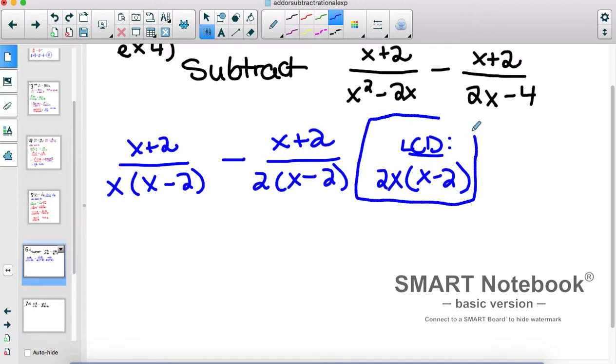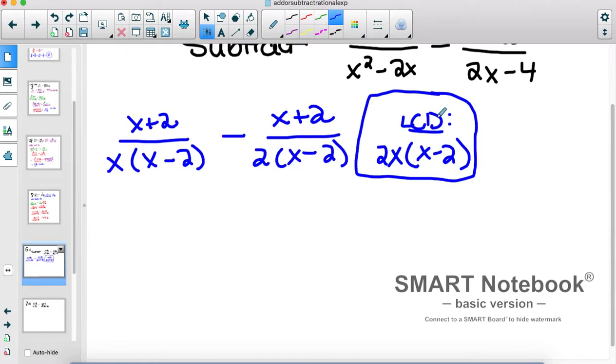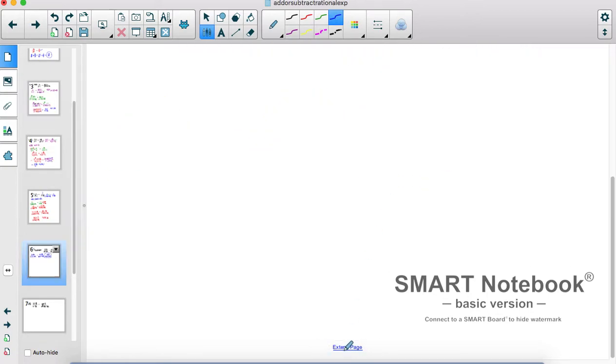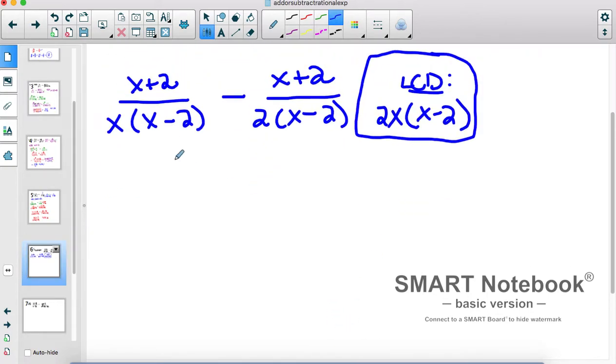is right here. Okay, so now this is interesting because we need to actually change both fractions because this one doesn't have the LCD 2x times x minus 2, and neither does this one. So it's extra work here.